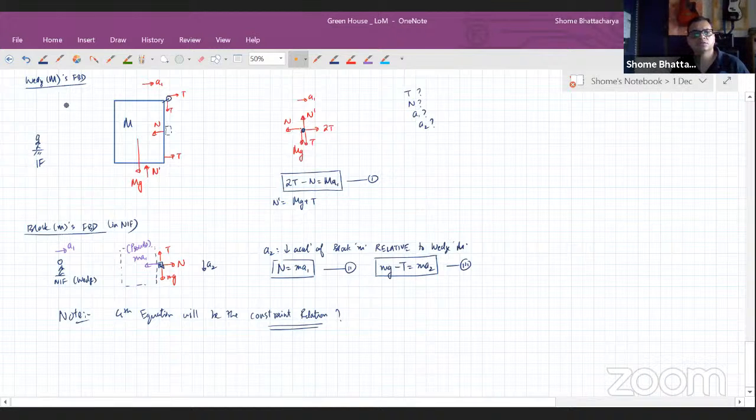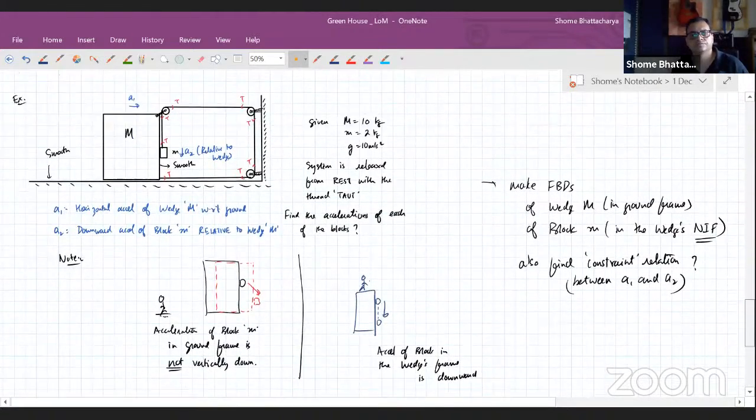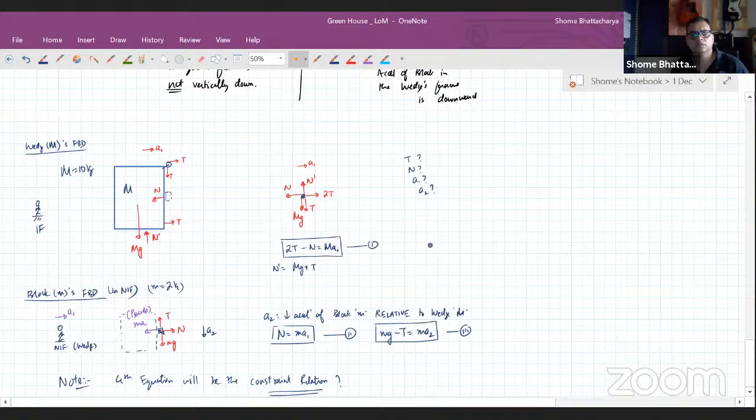Meanwhile, I'll just substitute the values. Capital M was 10 kg, I think, right? And small m was 2 kgs, if I'm not mistaken. Yeah. Okay. So this equation will become 2T minus N is equal to 10 A1. Then this one will become N is equal to 2 A1, and this will become 20 minus T is equal to 2 A2.